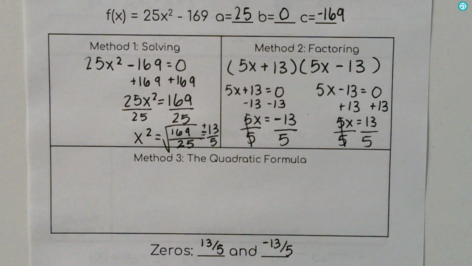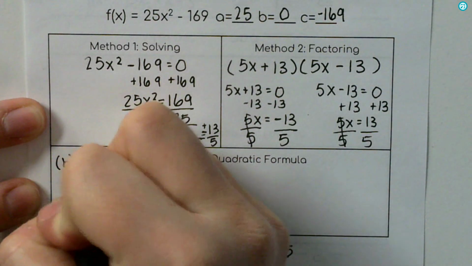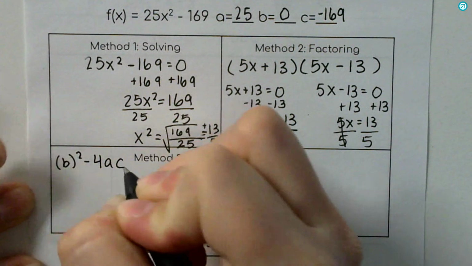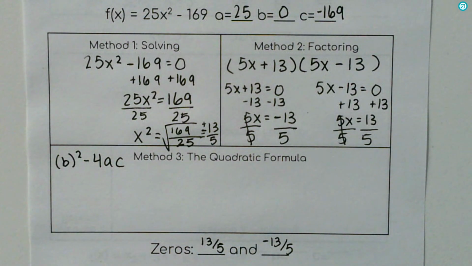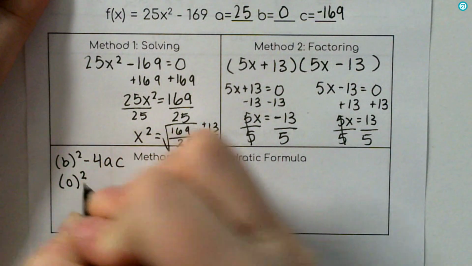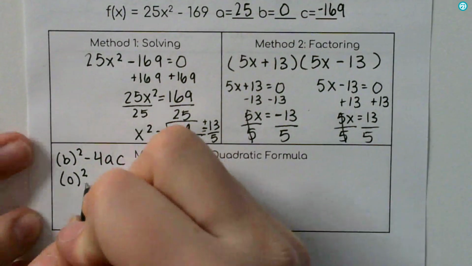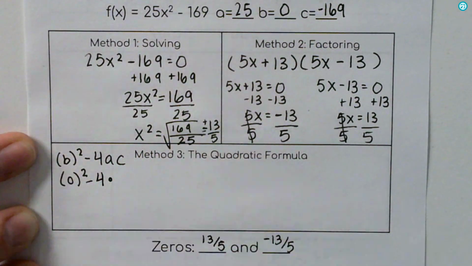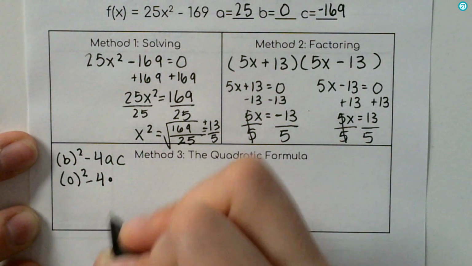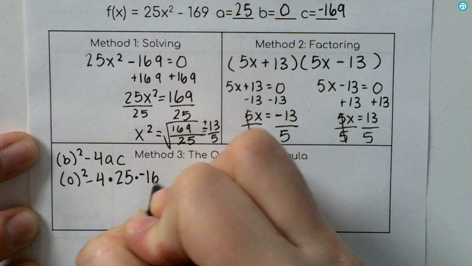So we are always with quadratic formula going to start by doing the b squared minus 4ac. So b squared, I'm going to write that down here so I know what I'm doing. B squared minus 4ac. Now I can plug stuff in. So I'm just going to do my discriminant over on the left here. So b squared is going to be 0 squared. Minus 4 times my a value, 25, times my c value, negative 169.